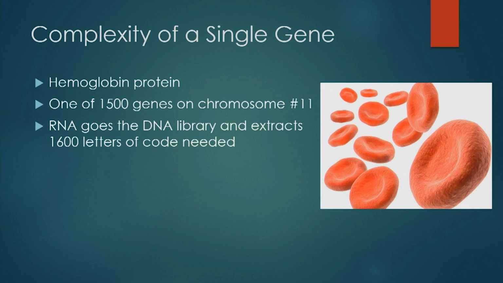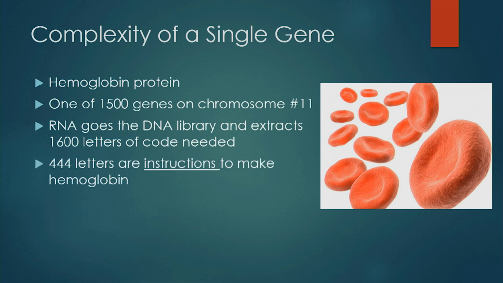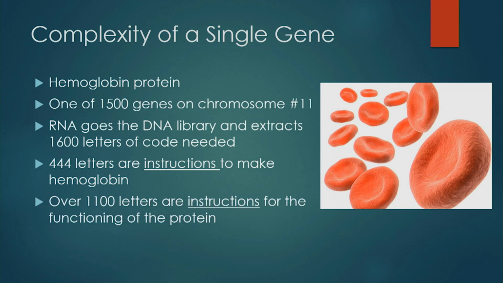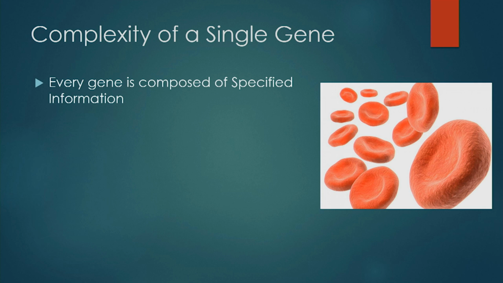The RNA, which is messenger DNA, goes to the DNA library and extracts 1,600 letters of code that are needed. Now, interesting, I have no idea how they figured this out, but 444 of those DNA letters are instructions for how to make the hemoglobin, and the other 1,100 plus letters are the instructions for the functioning of the protein. In other words, how much to make, where it's supposed to go, what it's supposed to do when it gets there. And so it's astonishing that each gene is composed of specified information.